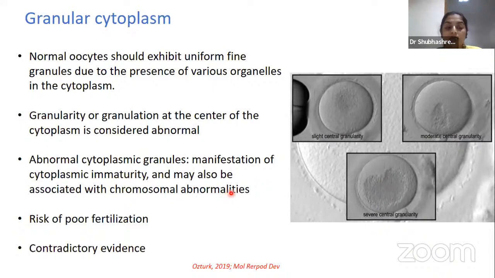However, there is an association with the risk of poor fertilization in these oocytes. There is also contradictory evidence regarding the association between granular cytoplasm and blastocyst development as well as pregnancy outcome.